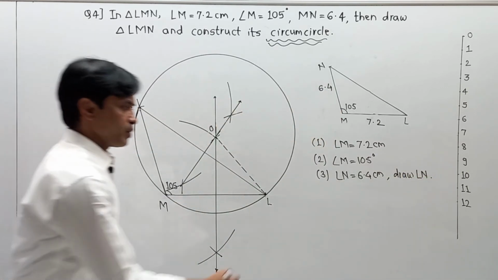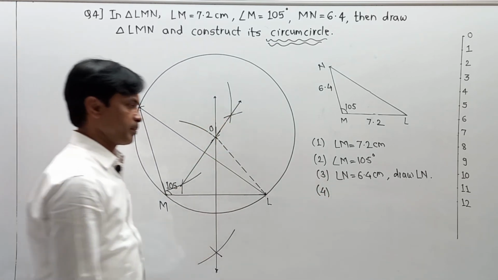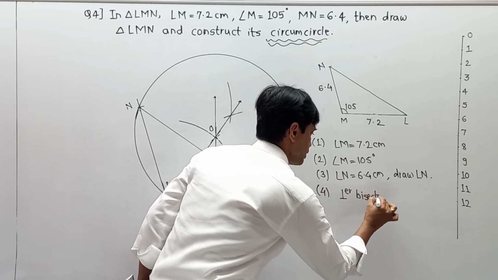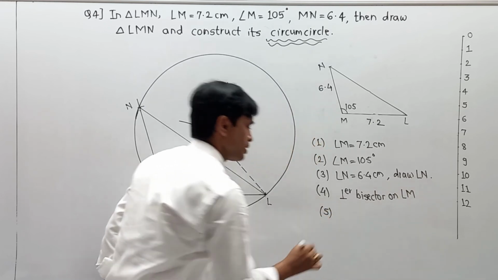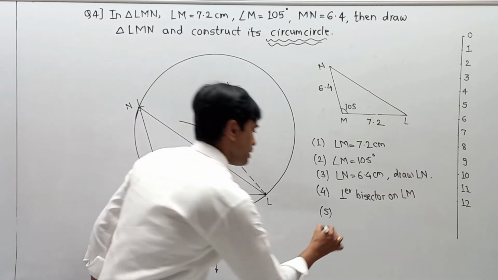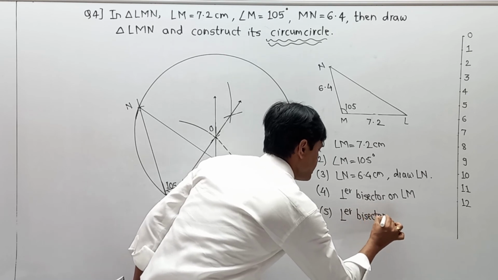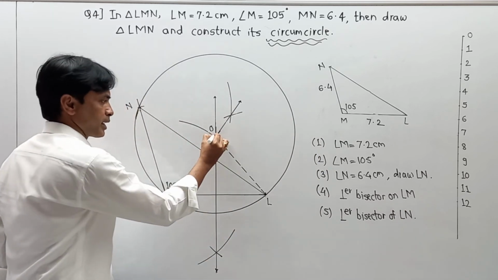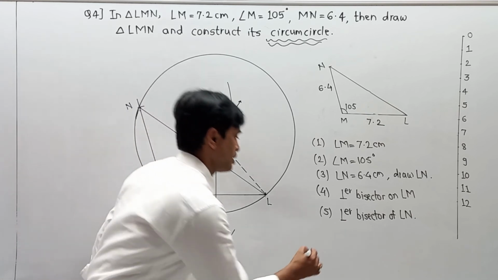In step 4 you can say draw a perpendicular bisector on LM. Next, fifth step, draw a perpendicular bisector on LN. Now, getting a point O, take a radius OL and draw the circumcircle.